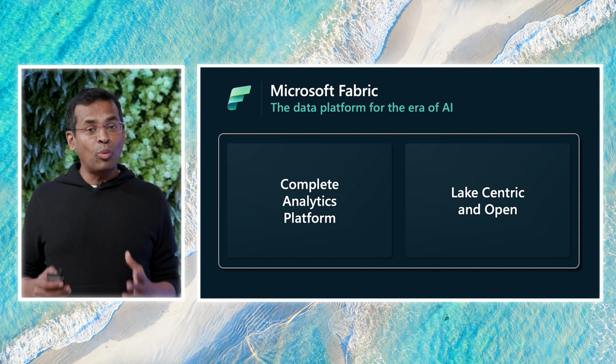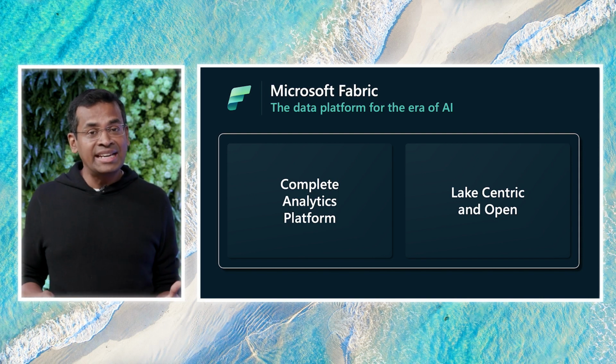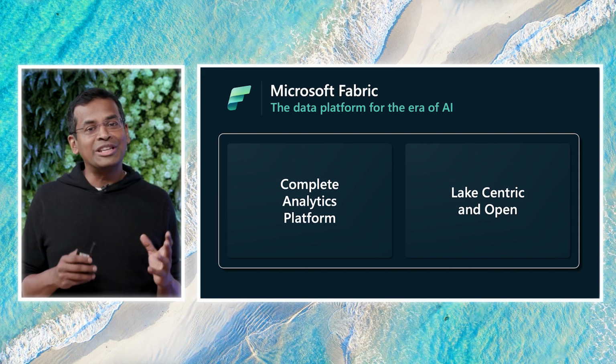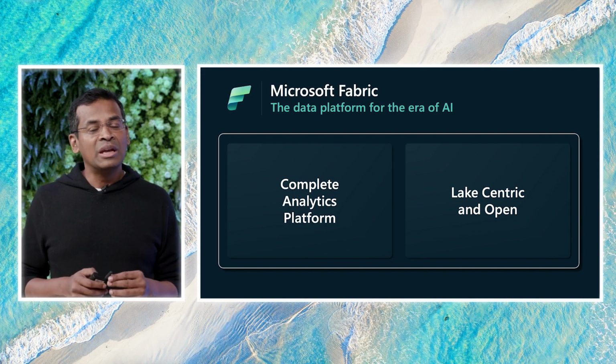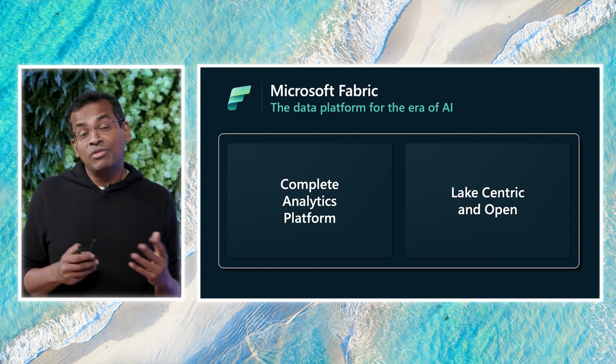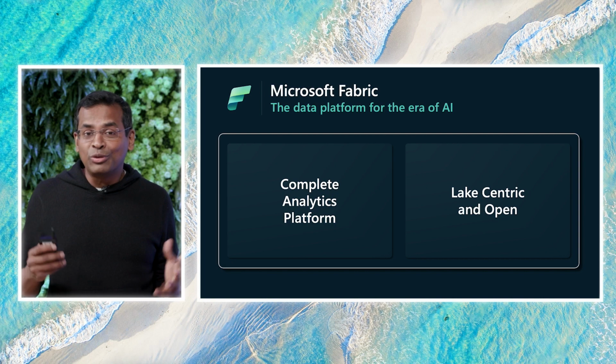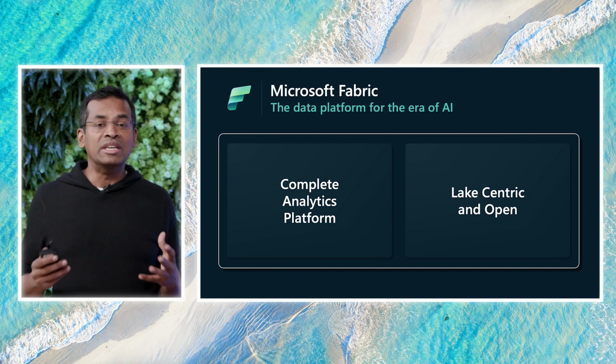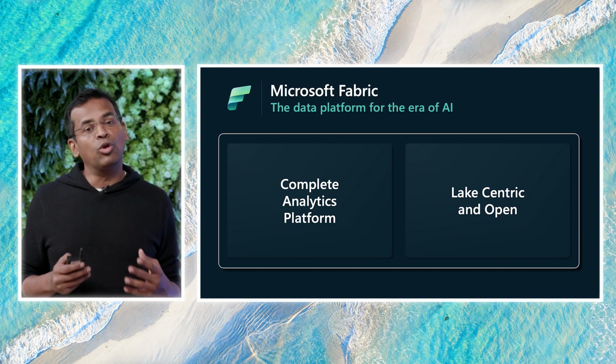The second pillar of the Fabric value proposition is the lake-centric and open architecture. So we're going to introduce you to OneLake, a single unified SaaS data lake for the entire organization that is shared by all of the analytics engines. And you can think about OneLake as almost like OneDrive, but for your data. Microsoft is doing something that we've never done before, that most of the industry hasn't yet fully embraced: across all of Fabric, we're deeply embracing open data formats and open APIs.